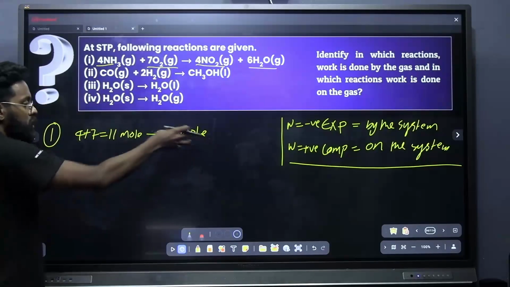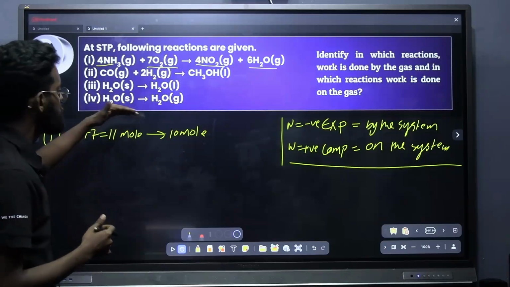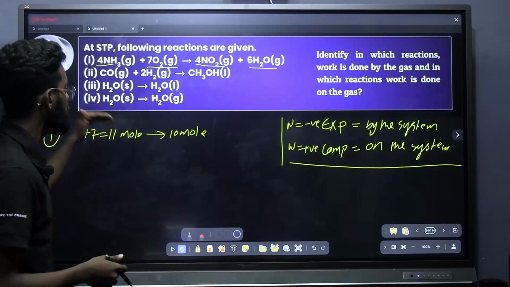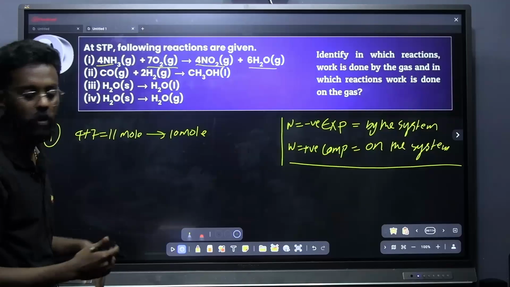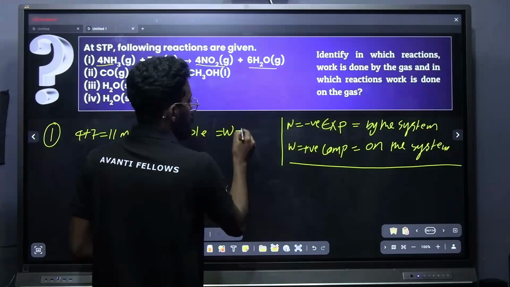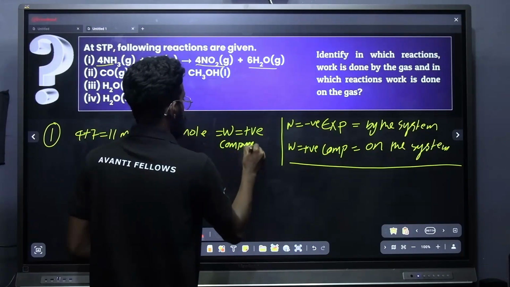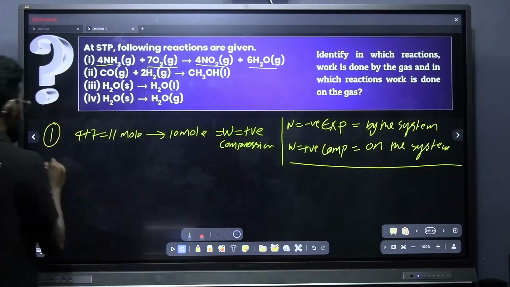You can see the number of moles is reduced, which means what? Expansion or compression? Volume has decreased. If there is a decrease in volume, it is compression. Yes, very good. It is compression. W will be positive. Compression. What about the second one?